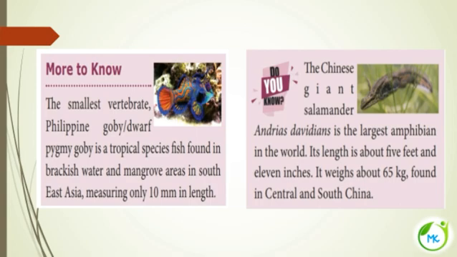So next, do you know the largest amphibian? In the next class we are going to learn about amphibians, and the Chinese giant salamander, whose binomial name is Andrias davidianus. It is the largest amphibian in the world, and its length is about 5 feet 11 inches, and the weight is 65 kg. It is found in central and south China.